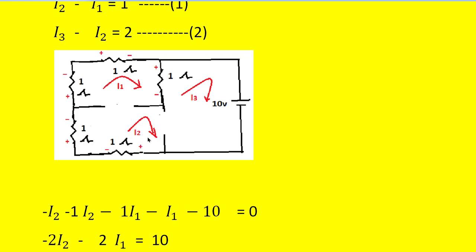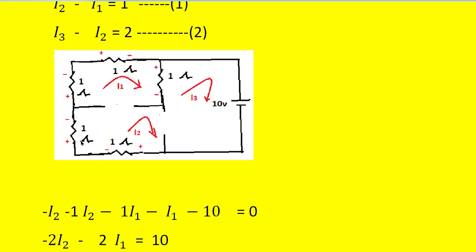So when the polarity is first positive and then negative in the assumed current direction, we call that voltage drop, and voltage drop will get the negative sign. So we write minus 1 into I2 like this.